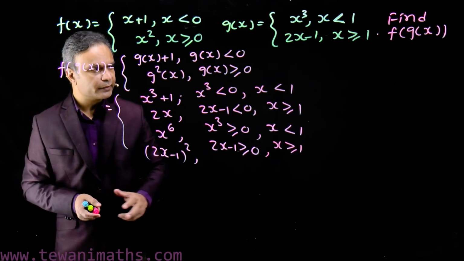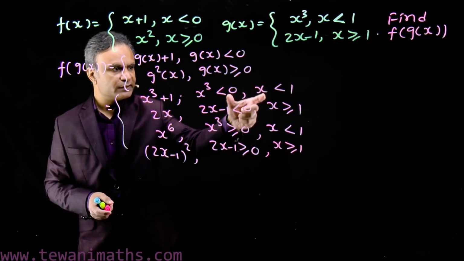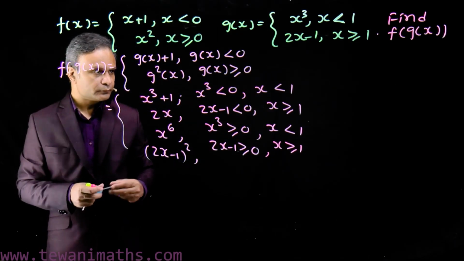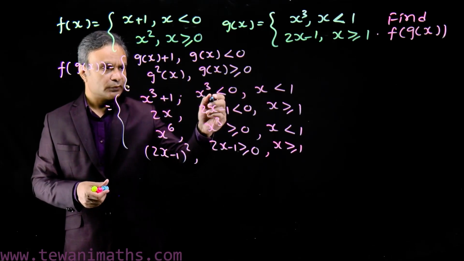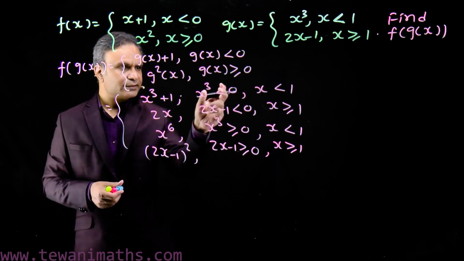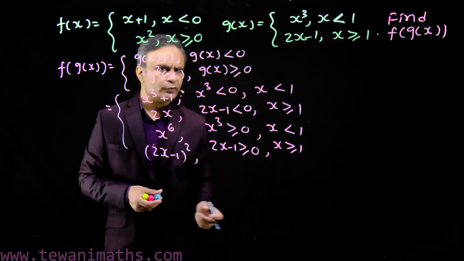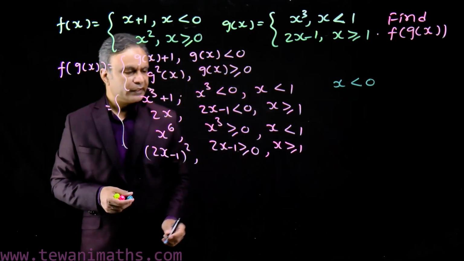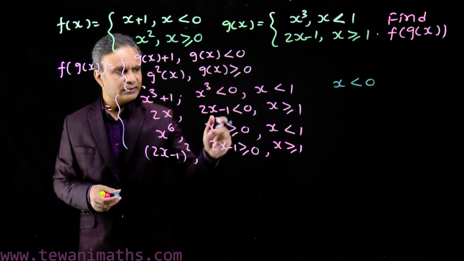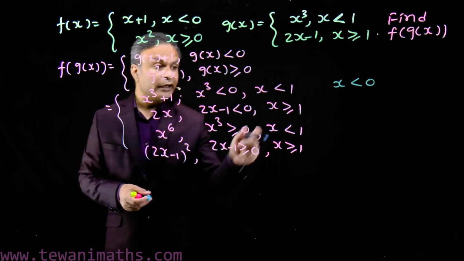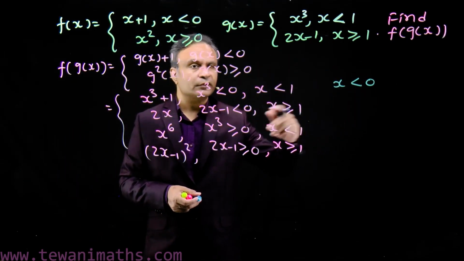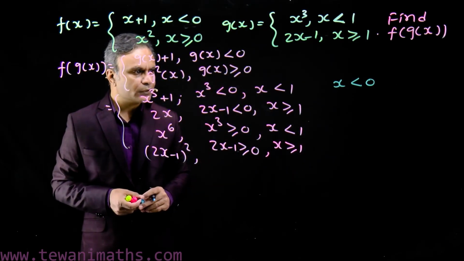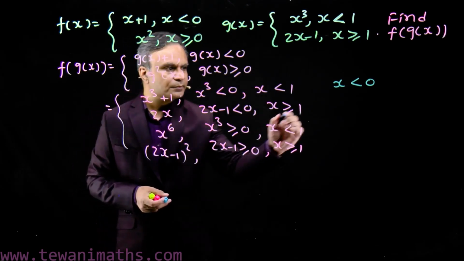Now we will take common values. We will take common values of both the intervals here. We will have x cube less than 0. From this we will have x less than 0, and x less than 1. Common values will be x less than 0. Then we have this. From this we get x less than 1 upon 2 and x greater than or equal to 1. So there will be no common values. We will not find any common value here. So this is not possible. This branch is not possible.